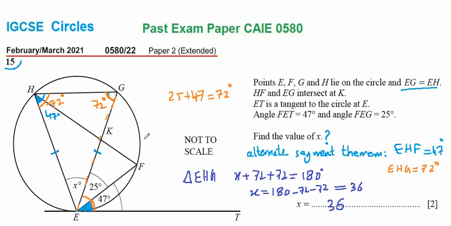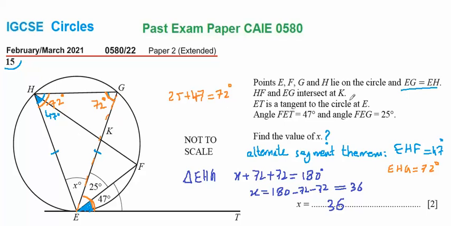These kinds of questions have multiple methods. We realized after doing this that we didn't use this 47 degrees. We can find 72 degrees directly from here, and then this is 72, and then we use the interior angles of the triangle.